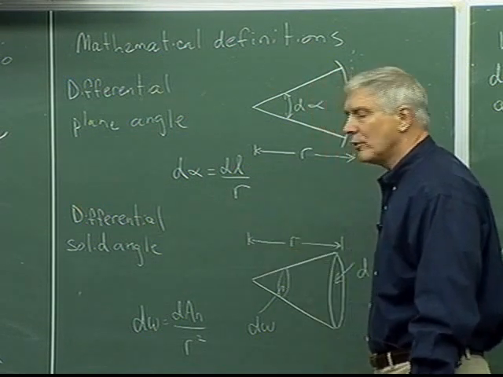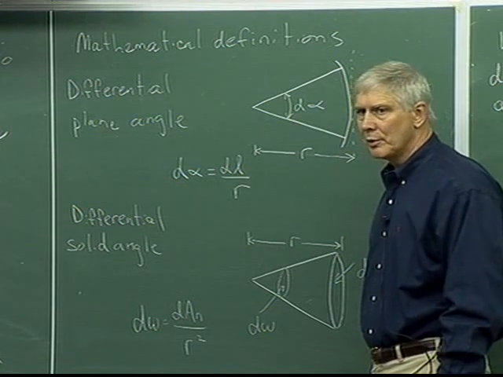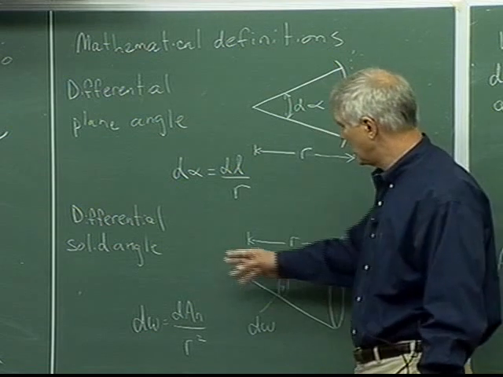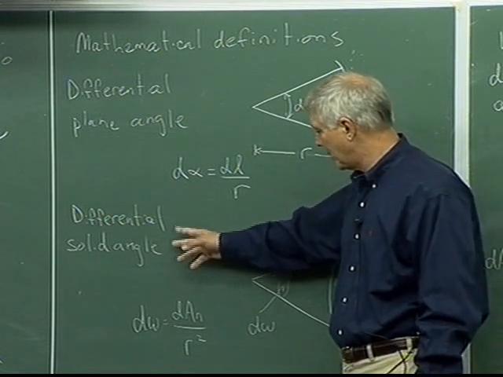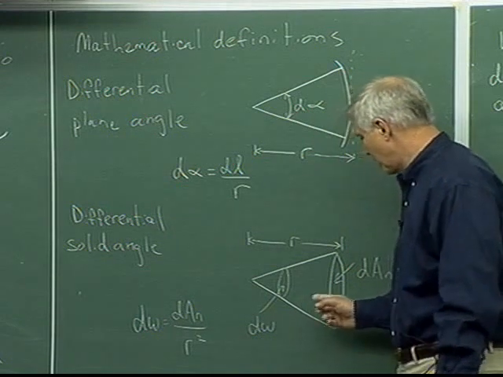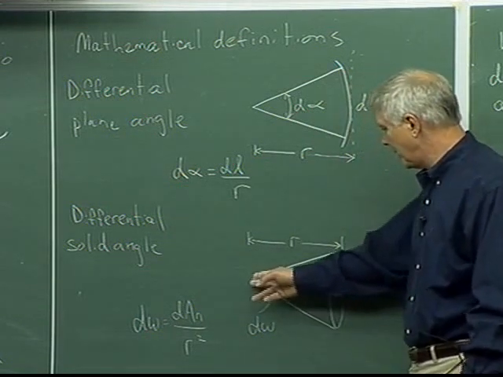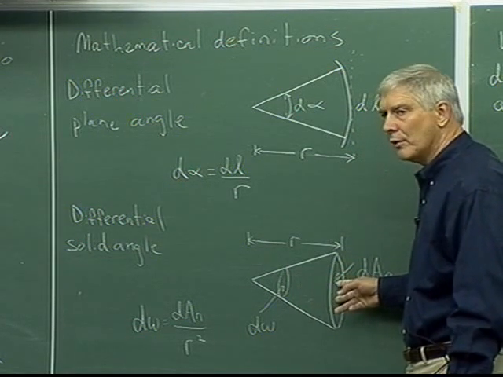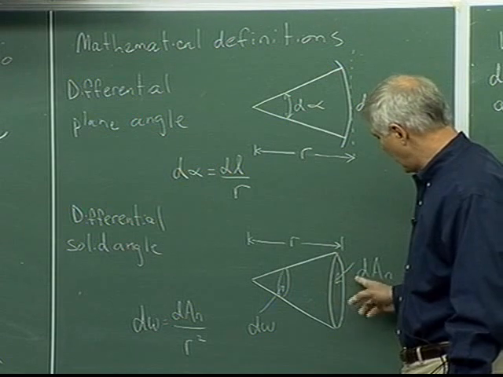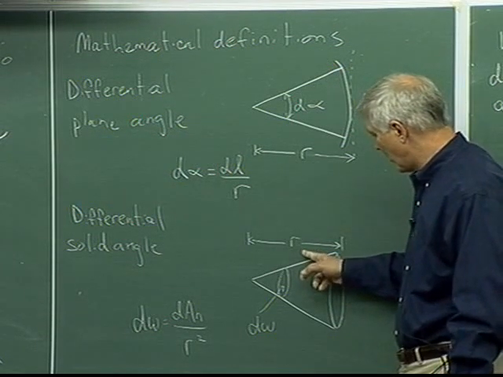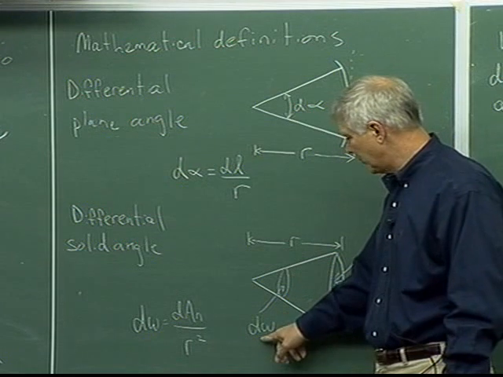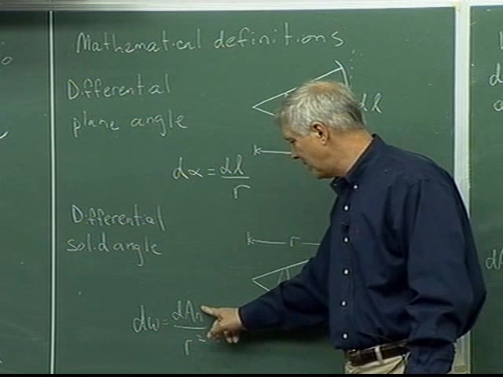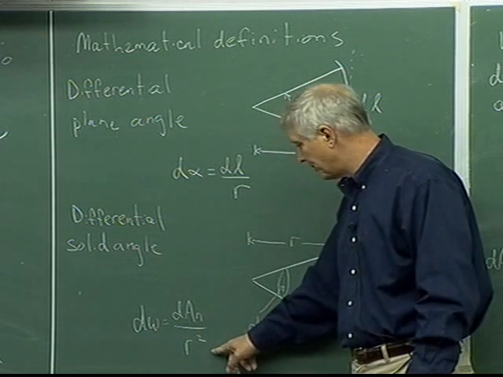Now, when we're dealing with radiation, it's much more convenient to talk in spherical coordinates. And in spherical coordinates, we also want to define an angle called a differential solid angle. If we have an emission coming out from here, we have a cone, and at the end of the cone there's a differential area. If we divide the differential area by the radius squared, we get what's called a solid angle. That's defined by this differential solid angle, d omega, equals dAn divided by r squared.